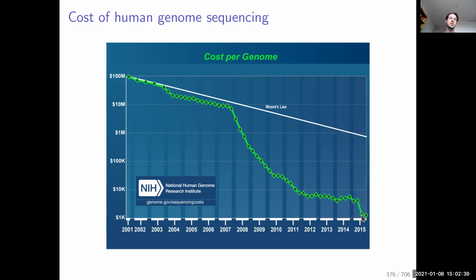Something I should also say is that this plot is not completely fair because the quality of the sequences that we get is not exactly the same. These very expensive technologies were also producing very accurate genomic data, which is not the case for the cheap ones. But what is still really striking is that we went from $100 million to $1,000, meaning that now we can produce lots of genomic data and we need tools to process this data.